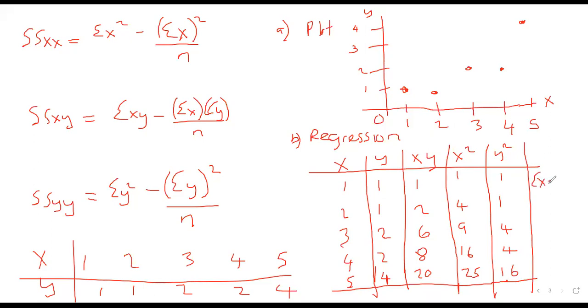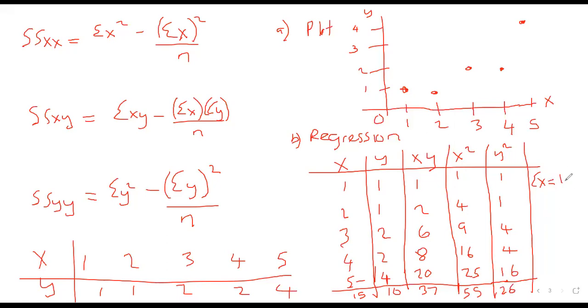Summation of x, what do we have? 5, 10, 15. So here we have 15. Here what do we have? 10. Here what do we have? 37. Here what do we have? 55. Here what do we have? 96.